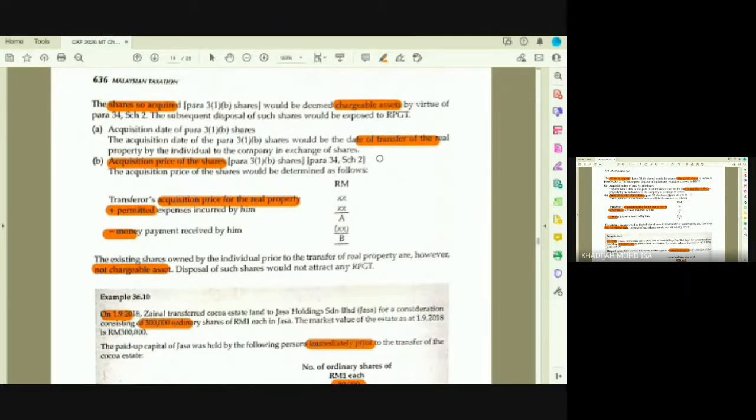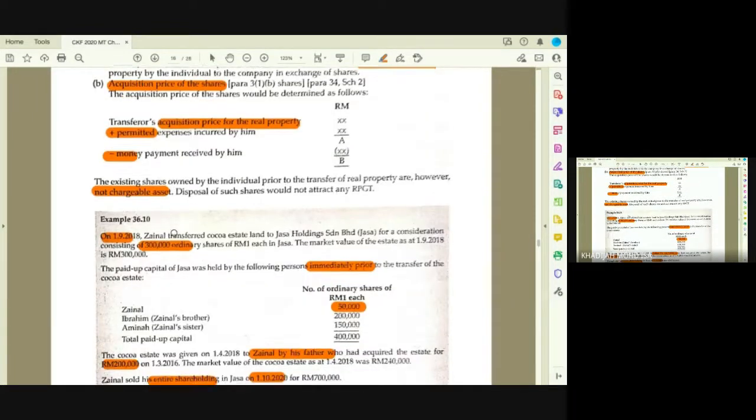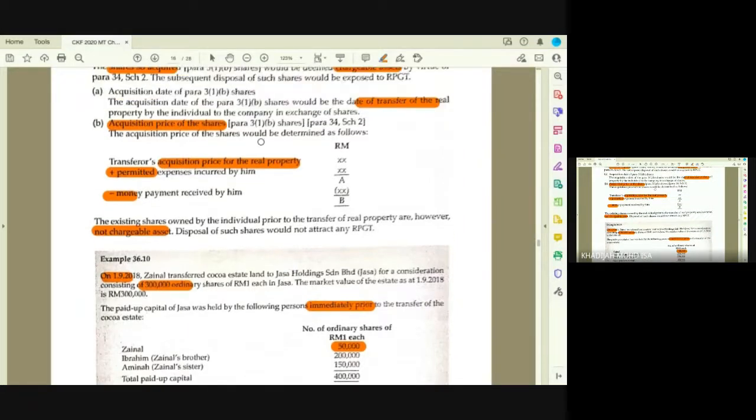So how do you determine the acquisition date of the shares? The shares are deemed to be acquired on the date of the transfer of the property, but the acquisition price of the shares will be the acquisition price of the transferor plus permitted expenses minus money payment received by him. You have to look at the existing shares owned by the individual, which are not a chargeable asset. Only the shares received because of the transfer, as consideration for the transfer of the property, are what we call real property shares. So you have to do a computation not only on the property but also on the disposal of the shares.